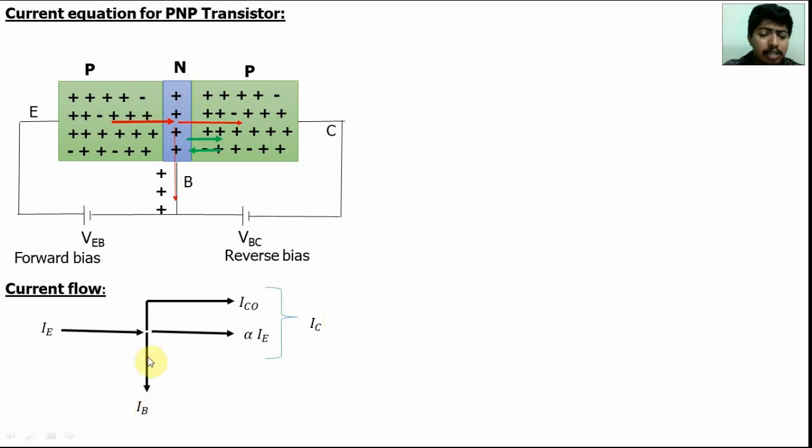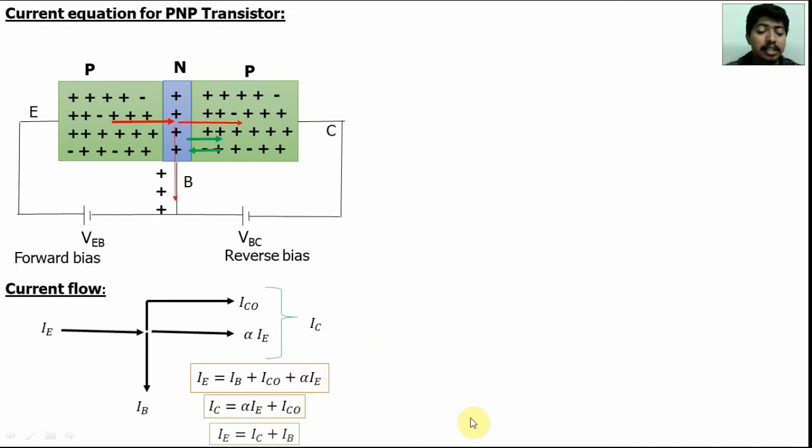Apply Kirchhoff's current law at this junction. The sum of incoming current is equal to the sum of outgoing current. Here the incoming current is IE. The outgoing current is IB plus alpha IE plus IC naught. Here the combination of IC naught and alpha IE is IC. So IC is equal to alpha IE plus IC naught. Substituting here, we get IE is equal to IC plus IB.